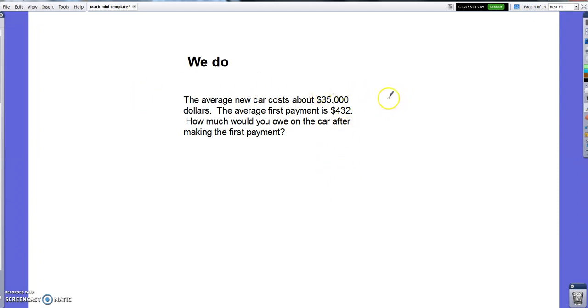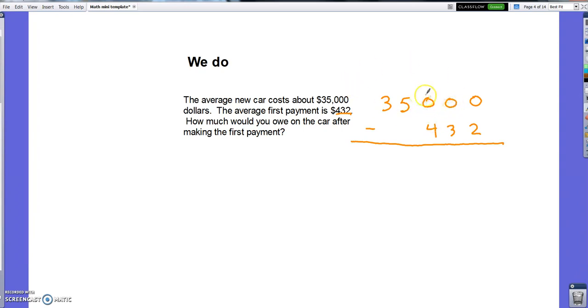So the average new car costs $35,000. Can you believe that? That is a lot of money. And the average first payment is $432. So after I pay that $432, how much does this person still owe on the car after making the first payment?